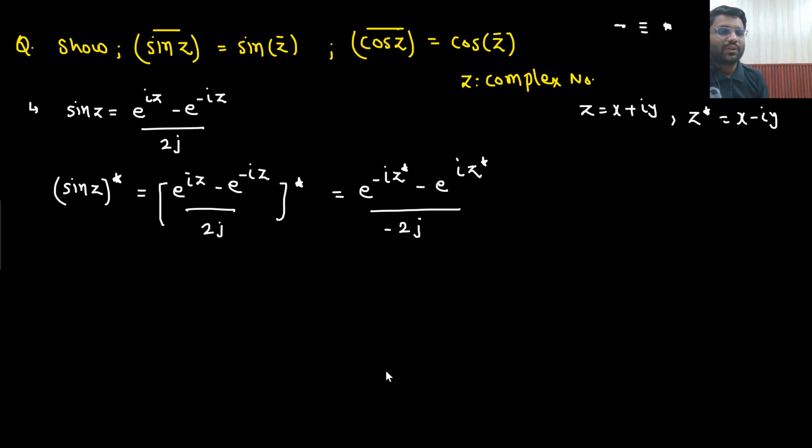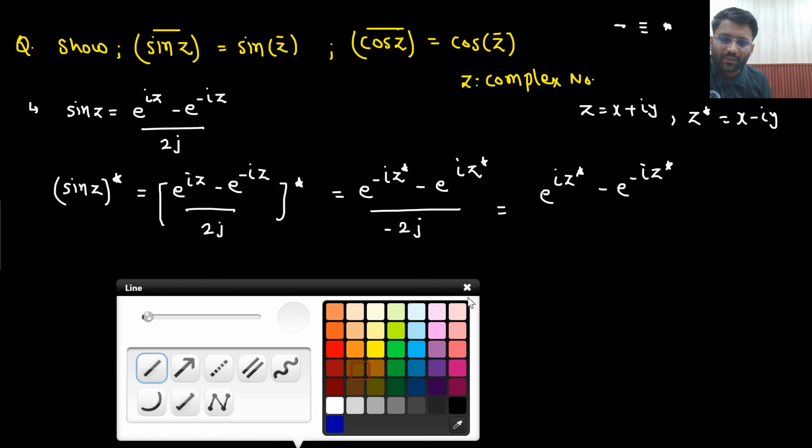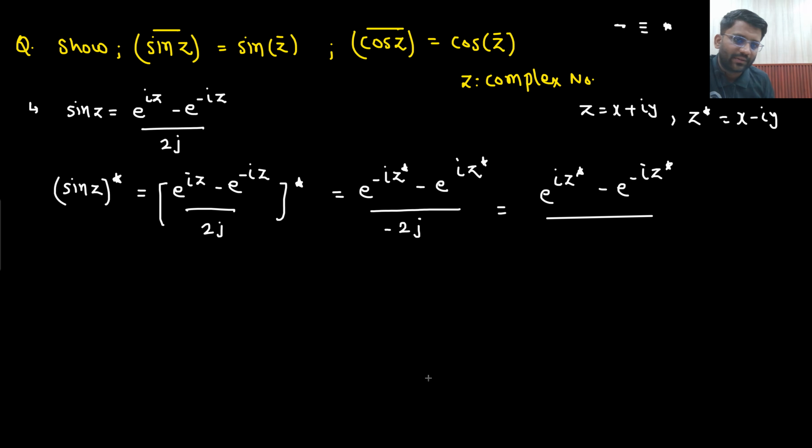But here, sir, z is also given, no? So inside that, here as well there is one iota available. So z will be replaced with z conjugate. Now if you take this sign upper side, what will you get? This negative sign will be multiplied with this negative sign. So what are you getting? E to the power iota z conjugate minus e to the power minus iota z conjugate divided by 2 iota.